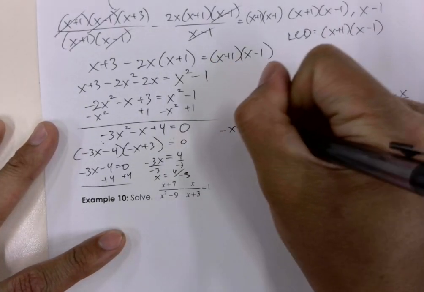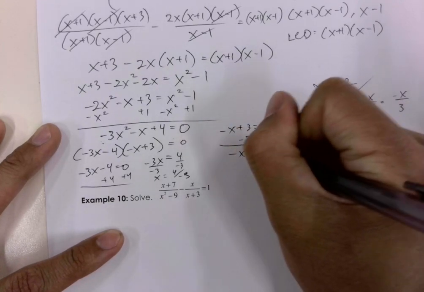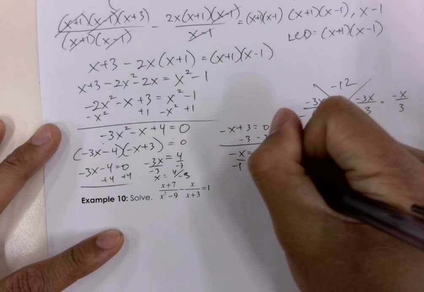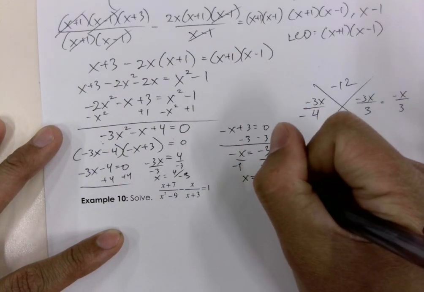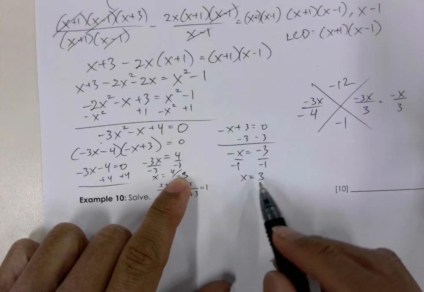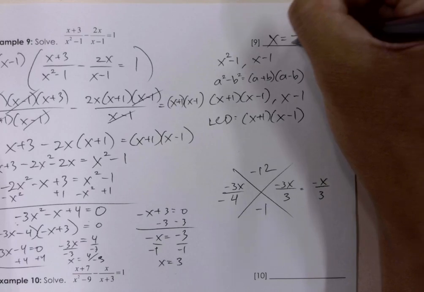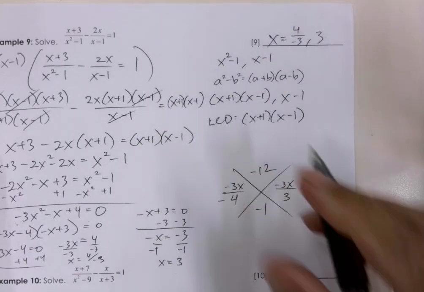It's negative x plus 3 is equal to 0. We'll subtract 3 from both sides. We get negative x is equal to negative 3. Divide by negative 1. And we get x is equal to positive 3. So we have x is equal to 4 over negative 3, and x is equal to 3. Right, so I'm coming over to here. x is equal to 4 over negative 3, and 3 is my final answer.